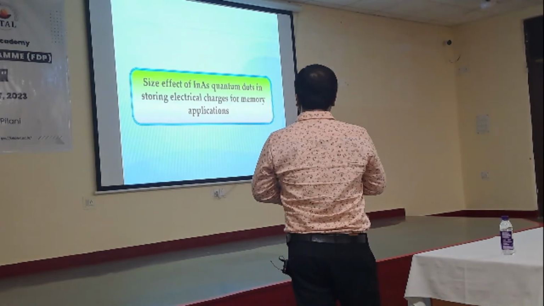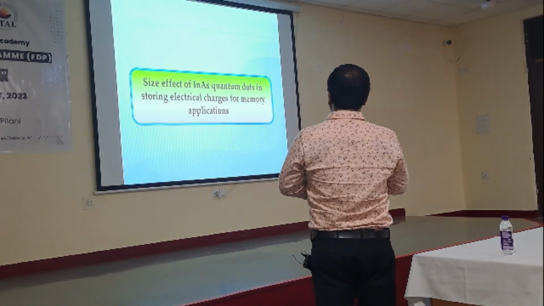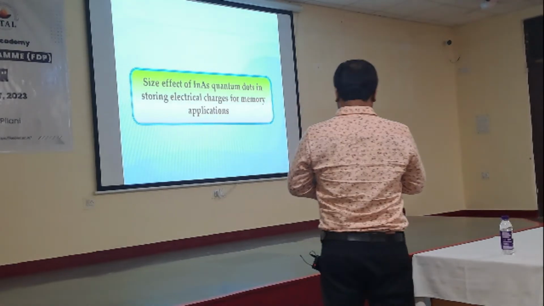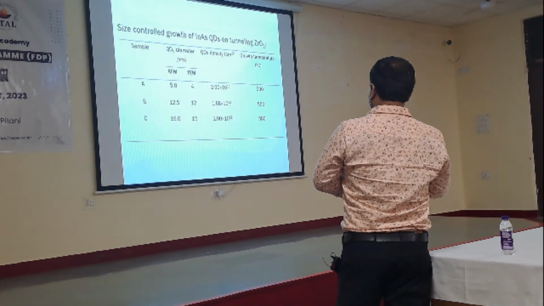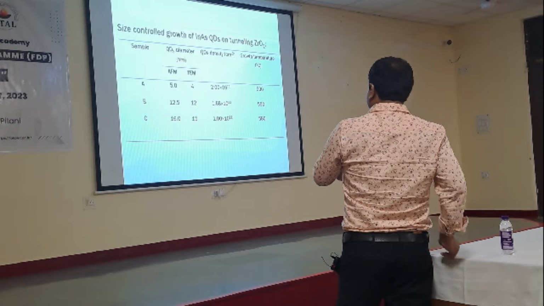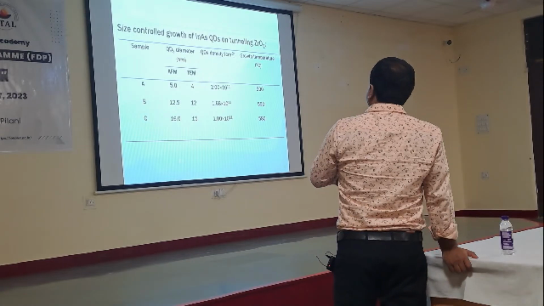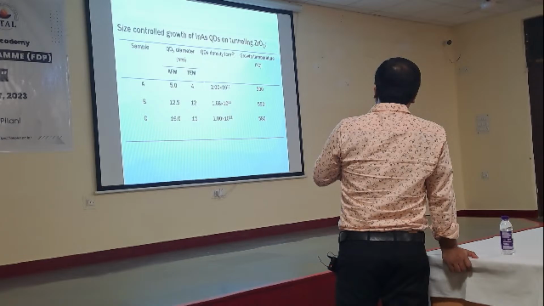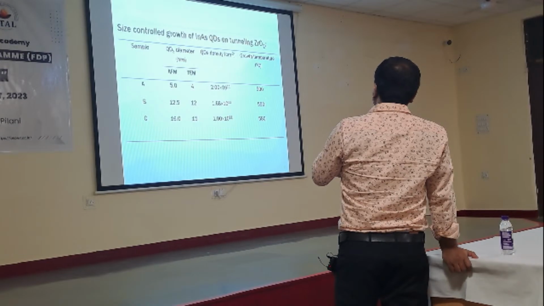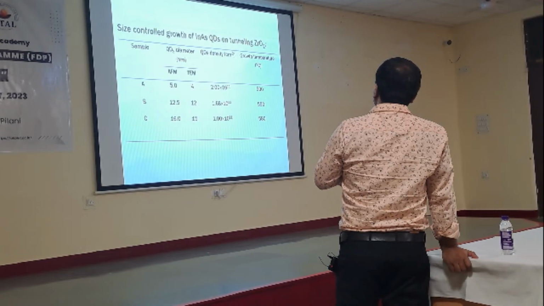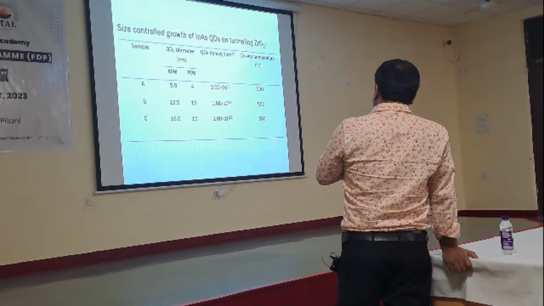Now this is another strategy where I have varied the size of the quantum dot for memory application. I told you already how, with varying temperature, I varied the size. This is your AFM, and I told you why the size is bigger. This is your density: with increasing temperature the size gets bigger while the density decreases.